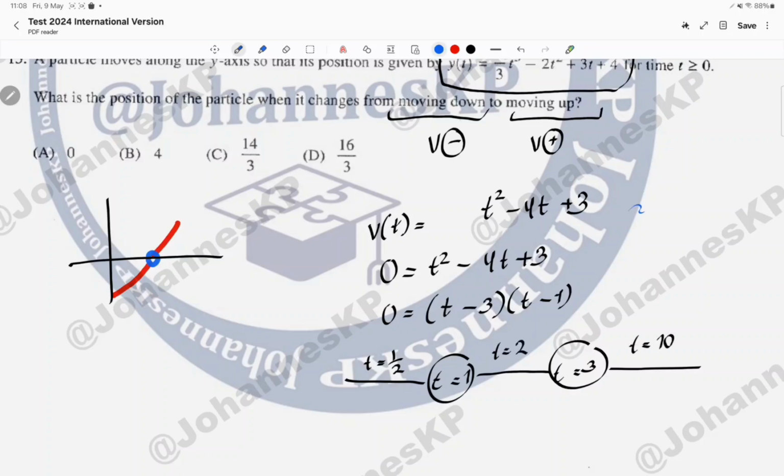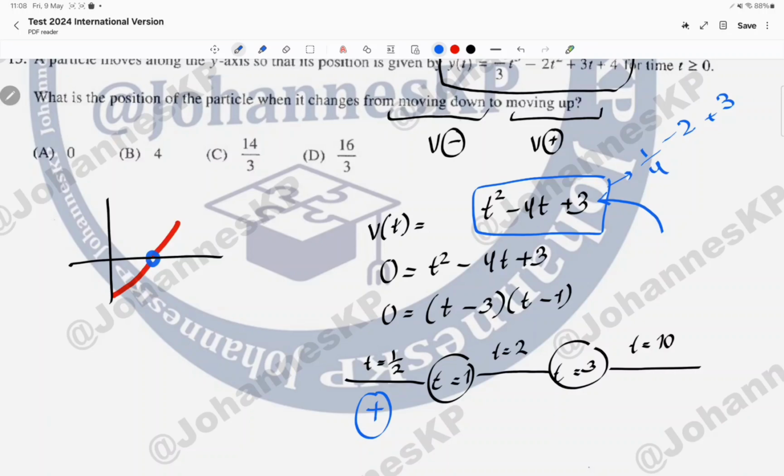So right now, if you plugged in half in here, what do you get? Do you get positive or negative? You get 1 over 4 minus 4 times half, which is 2, plus 3. Then you get a positive number, right? So moving up.